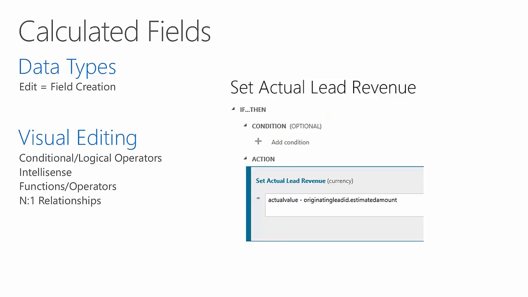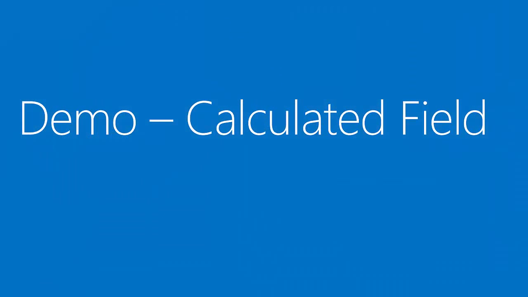The condition expression as well as the action operators work with many-to-one relationships. If a parent record is used in the calculation, but the parent record is null, the value of the calculated field also becomes null. Now that we've covered the calculated field a bit, let's take a look at what this looks like within Microsoft Dynamics CRM 2015.